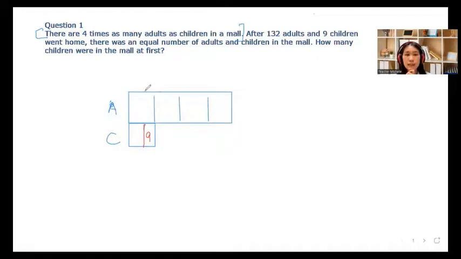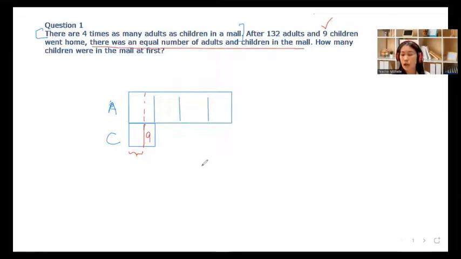So definitely, do you agree from here that this part itself is actually what is left for children, because they say equal number left? Since, you notice I have not put in the 132. I have put in this 9, but I have not put in 132, because I don't know where's 132. So let me move on to the next sentence. There was an equal number of adults and children left.